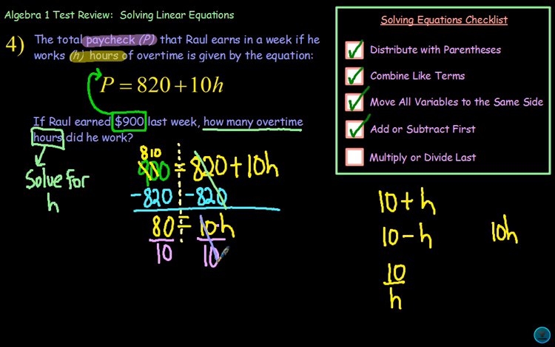And then 80 divided by 10, well, that would be 8. And so we get 8 equals h. It wouldn't be wrong if you left your answer like this. Formally, what we do is we would rewrite that as h equals 8. But either way, you'd have the same answer on that one.